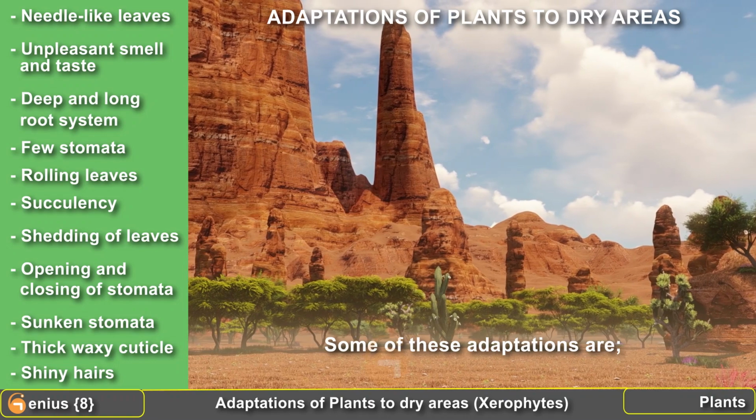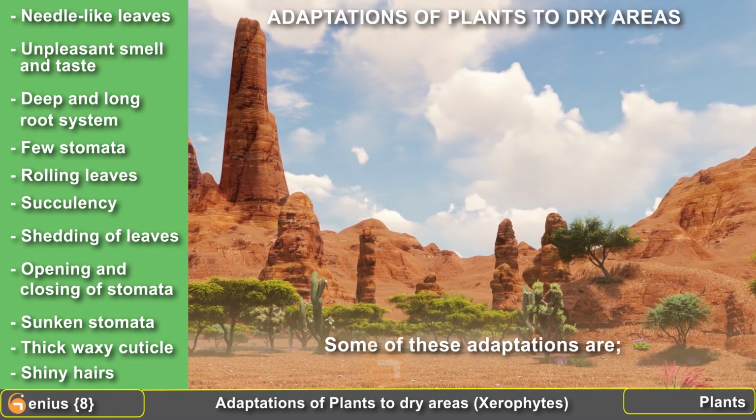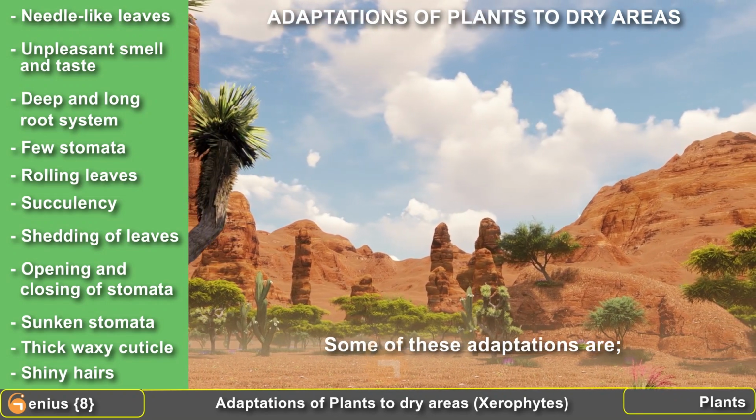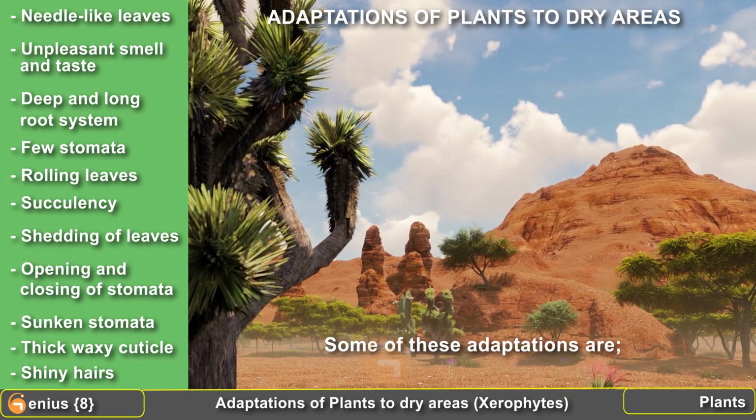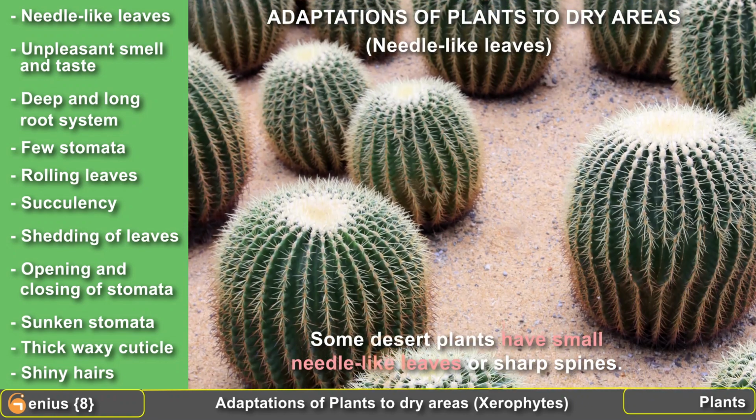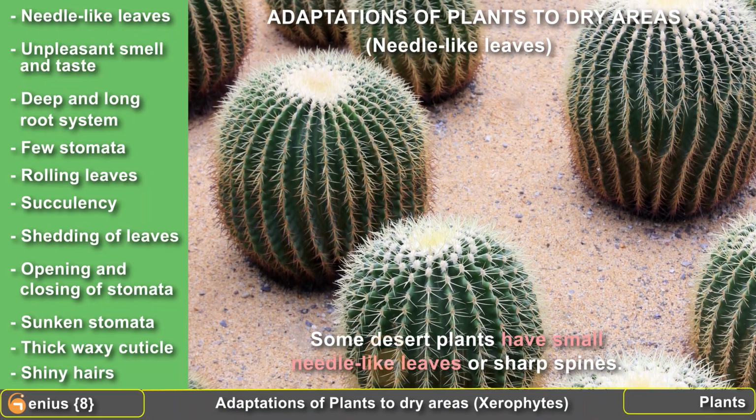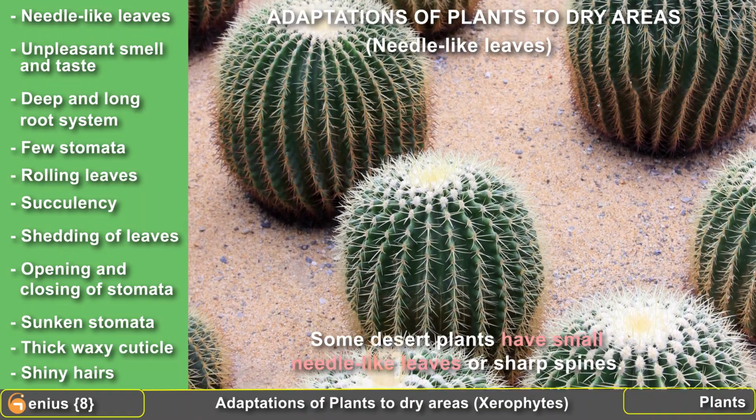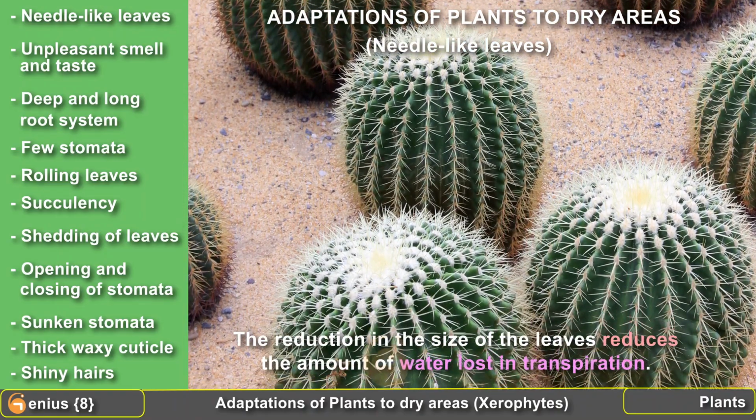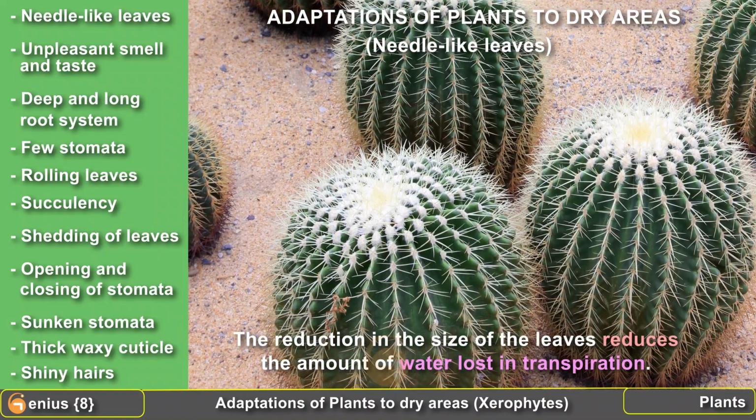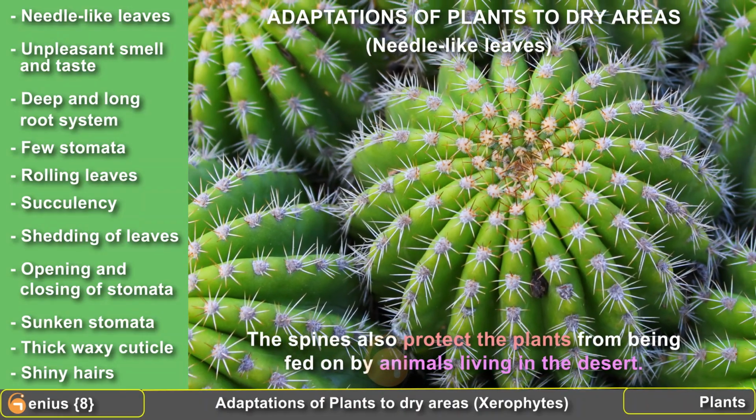Rolling leaves, succulency, shedding of leaves, opening and closing of stomata, sunken stomata, thick waxy cuticle, shiny hairs. Needle-like leaves. Some desert plants have small needle-like leaves or sharp spines. The reduction in the size of the leaves reduces the amount of water lost in transpiration. The spines also protect the plants from being fed on by animals living in the desert.